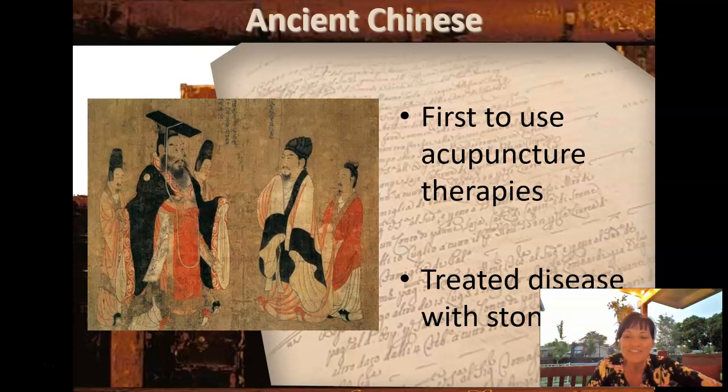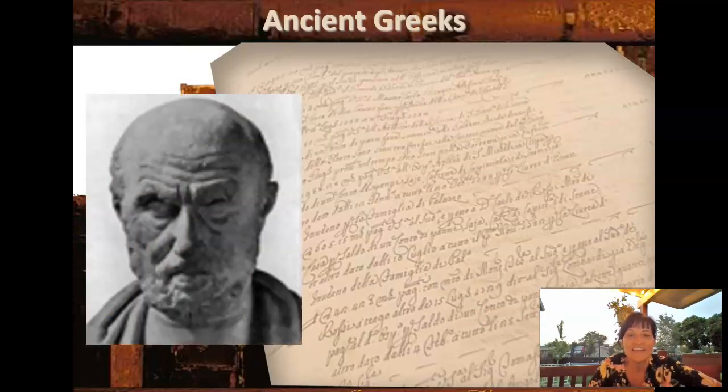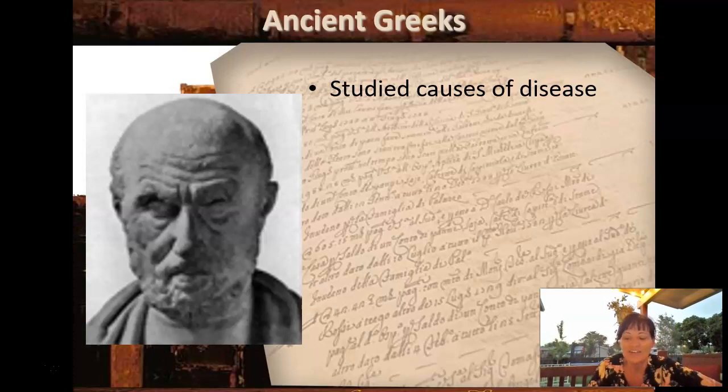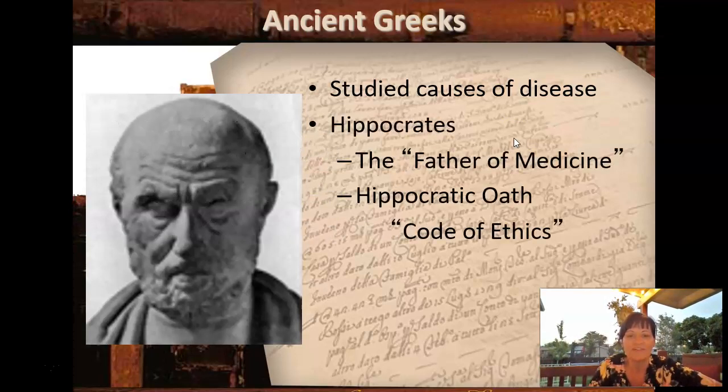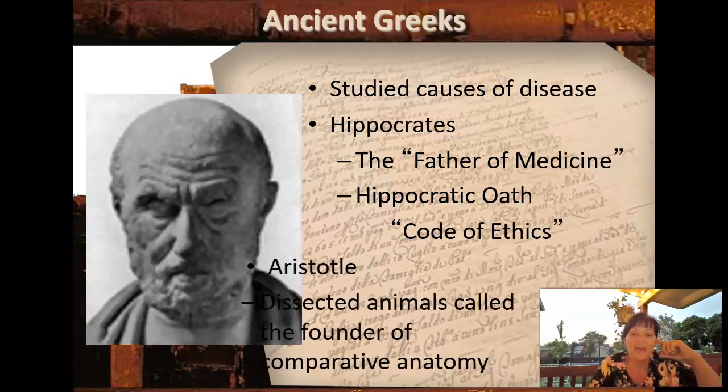The ancient Chinese were also the first to treat diseases with stone tools. So they're actually using tools. Ancient Greeks, moving on to them. They studied the cause of disease. So they're trying to find out why. Why does it happen, right? And Hippocrates was called the father of medicine. Even today, doctors will take the Hippocratic Oath when they're sworn in, right? When they finish medical school. The Hippocratic Oath is their code of ethics, and it's patterned after Hippocrates, who was the father of medicine.